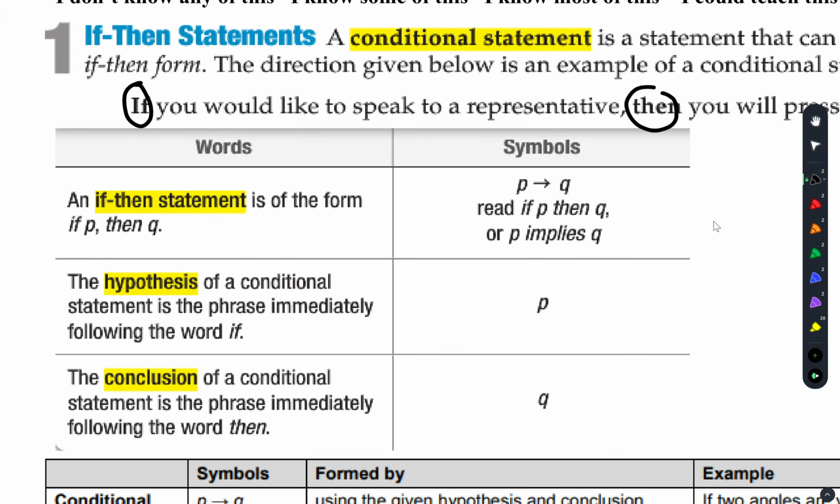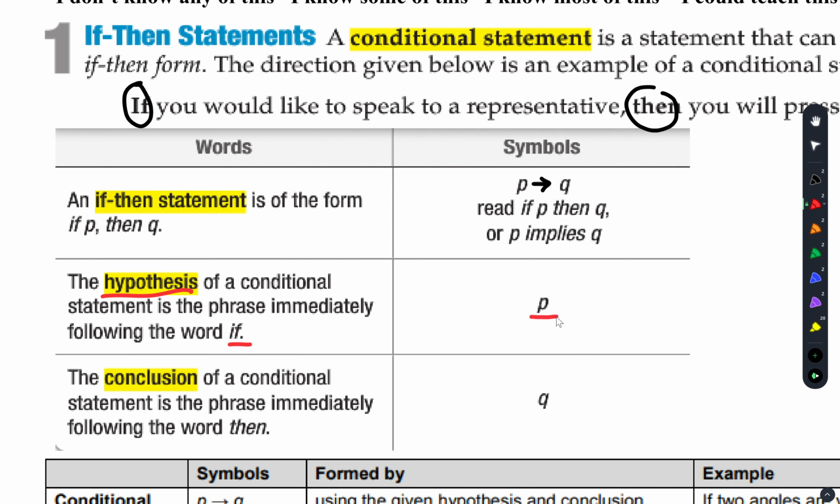I don't know what psychopath created this or picked these letters, but they picked P and Q. So a conditional statement follows the pattern if P, then Q. This little symbol in here, the arrow, is like the word implies. So P implies Q. I don't know why we picked those, but that's what we got. The P part represents the hypothesis. It's all the words that follow the word if. So P is the hypothesis.